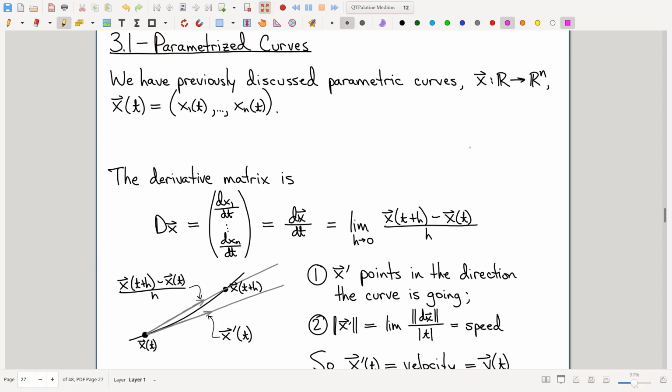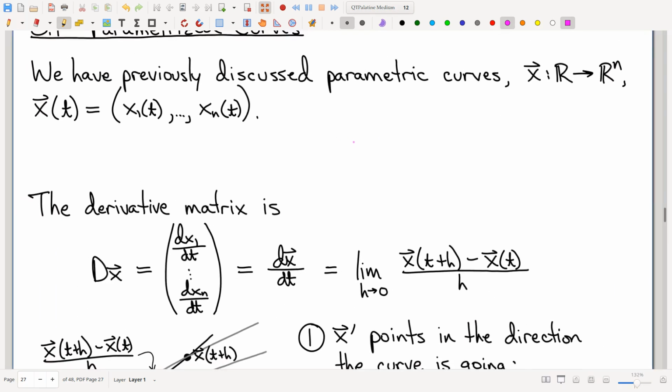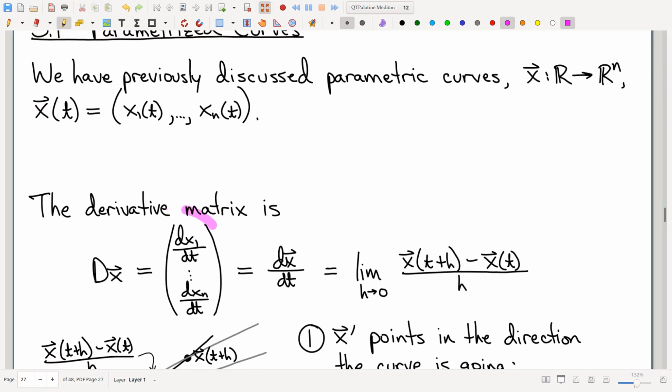So how would I write down the derivative matrix? Well, here's the thing. There's only one input variable. That means there's only one column. Okay, so remember, derivative matrices, within a derivative matrix, columns correspond to input variables.